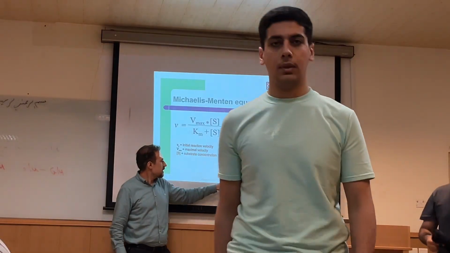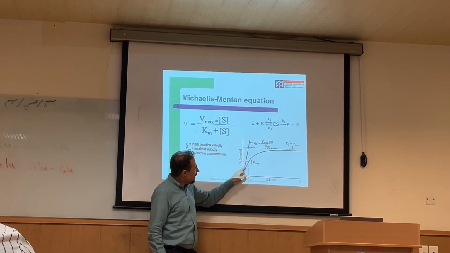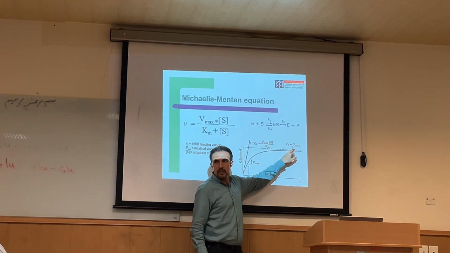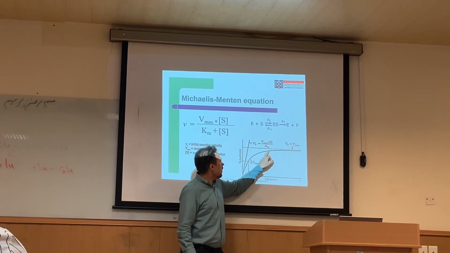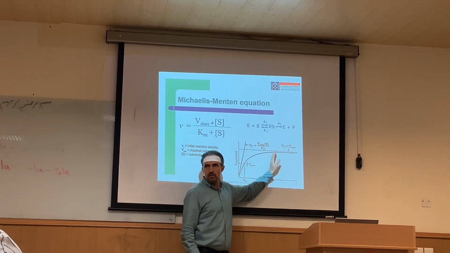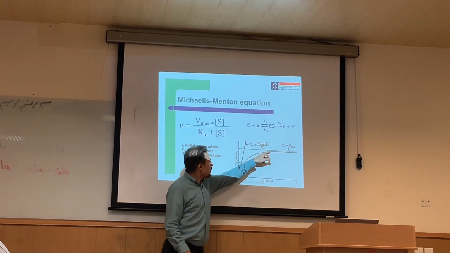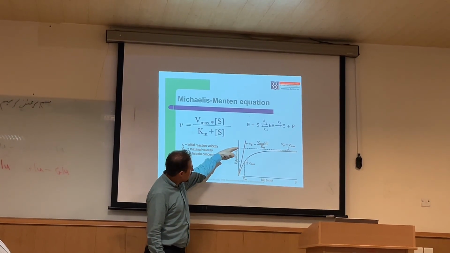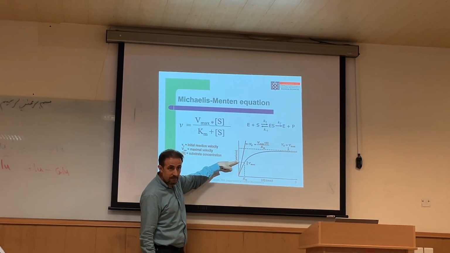Again here, see this substrate going up, and we will reach maximum velocity. In this area, no matter if you increase the substrate, you reach the maximum. So this point is a maximum, this is a velocity. This is the maximum velocity. Where is the half of that? Here.